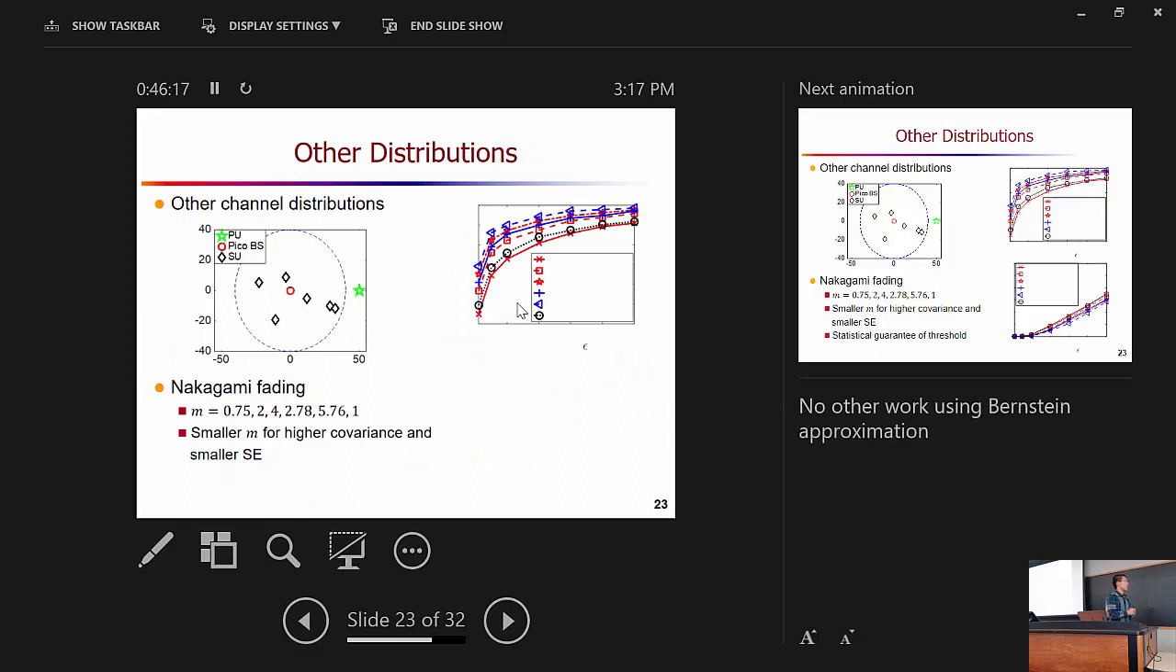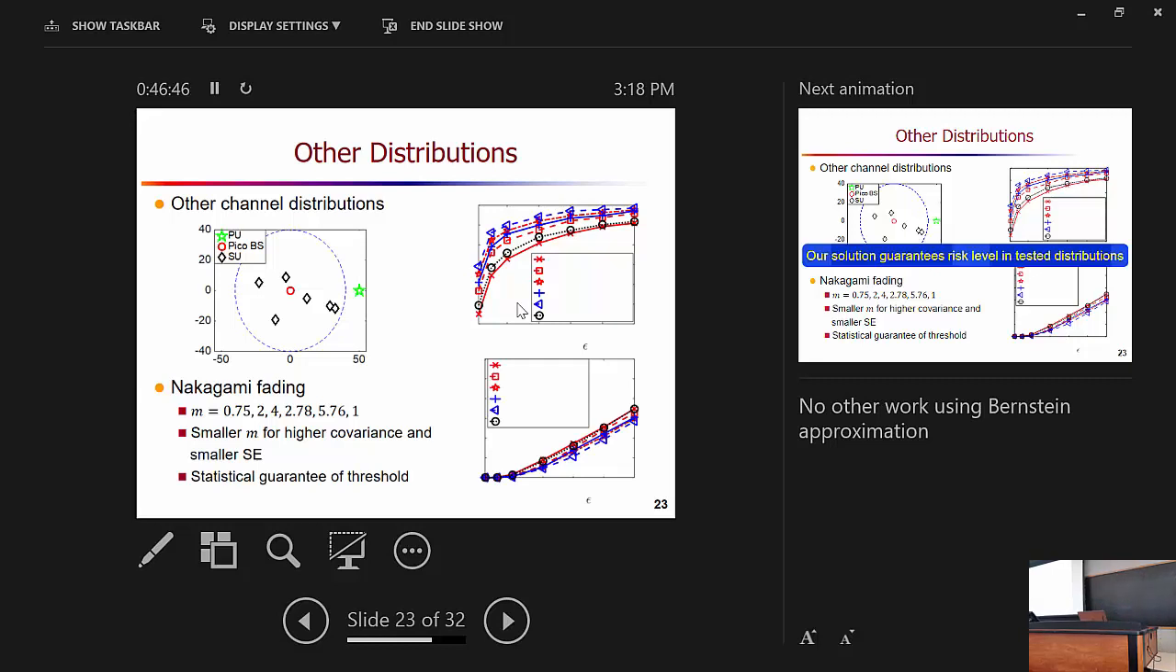And then we change different distributions. Previously we used Rayleigh fading, and then we change to Nakagami and Rician fading. For Rayleigh fading, as we know, once channel, it could also be a special case of Nakagami-m fading. So what you notice is that the Rician probability is all below the risk level, which means it's maintained. And when the m is smaller, your threshold drops. That's because when m is smaller, your fading is more serious.